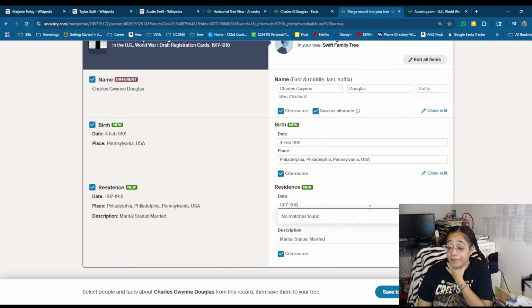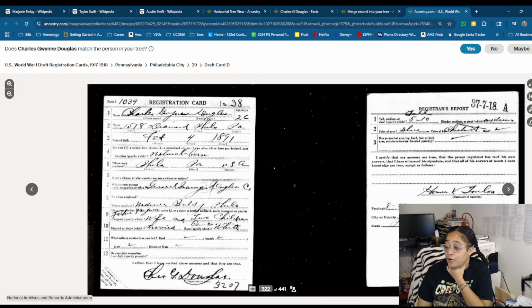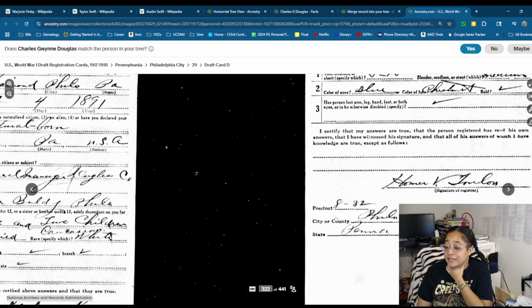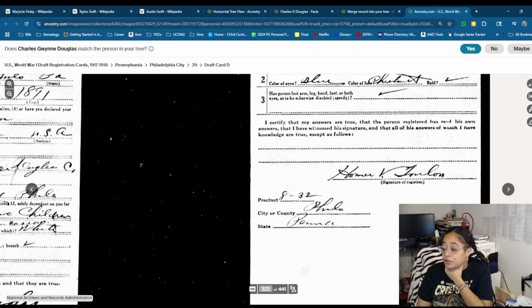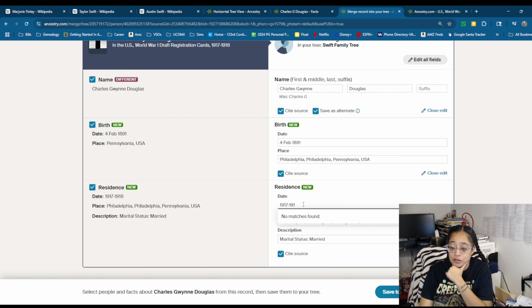Now this residence, I'm going to update it because I'm going to look here, and it says date of registration, June 5th, 1917. So I want to make sure I get that date in there.